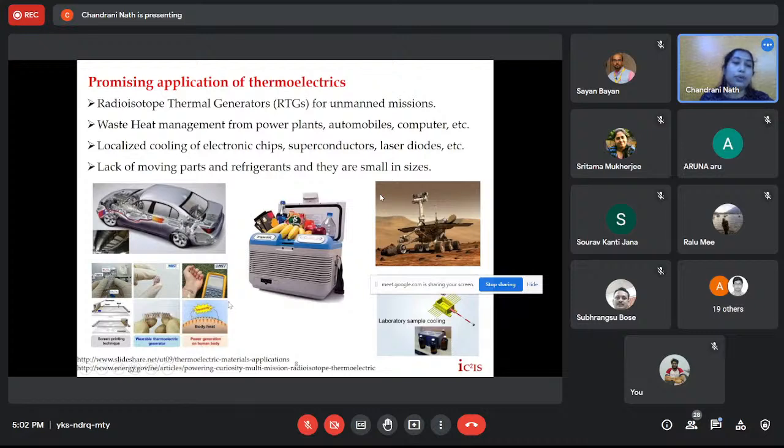There is also a prototype device that can be used as wearable devices. If you have wearable devices, it uses the body heat to power that device. This has been developed by a Korean group, and it uses the body heat to power your device.